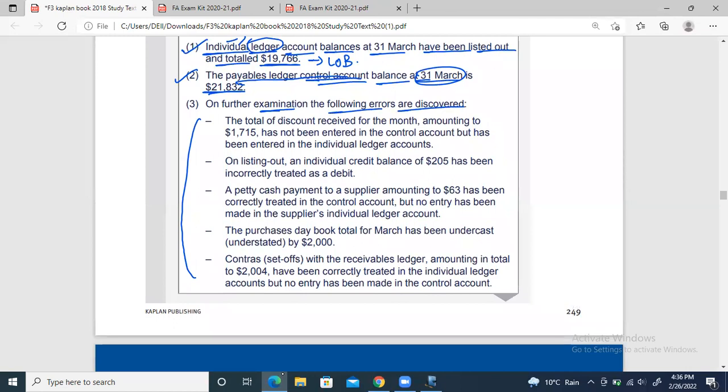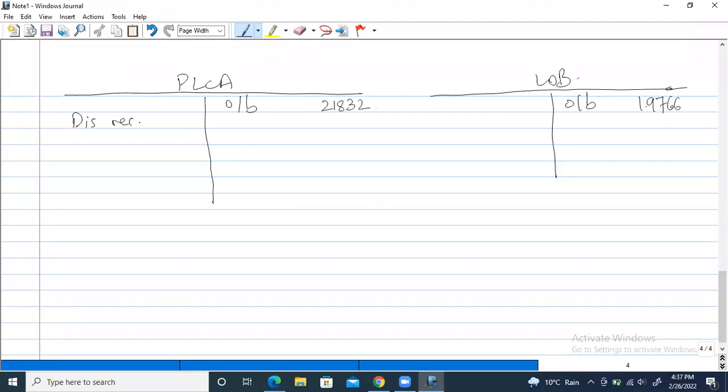Okay, so on further examination, the following errors are discovered. The total of discount received for the month amounting to 1715 has not been entered in the control account, but has been entered in the individual ledger accounts. So it's very easy to understand. If it has been entered in the individual list of balances, it has not been entered in the control account. So this error belongs to the control account, and we will adjust it there, not in the individual, because the individual already contains this balance. So discount received of 1715 will be written over here.